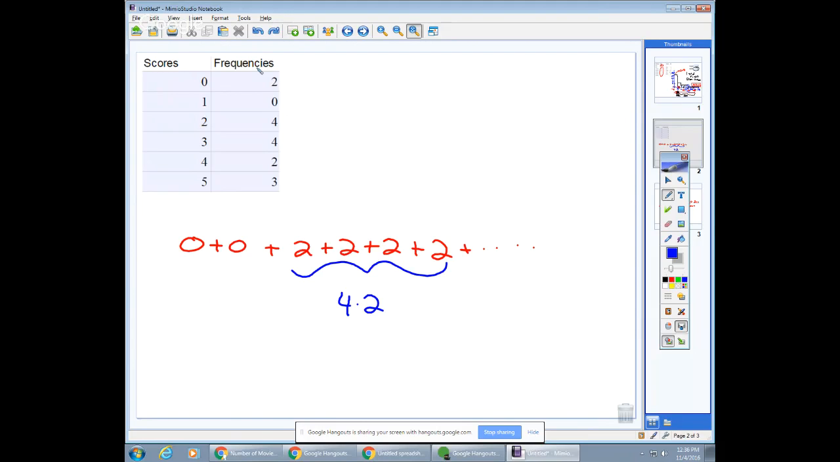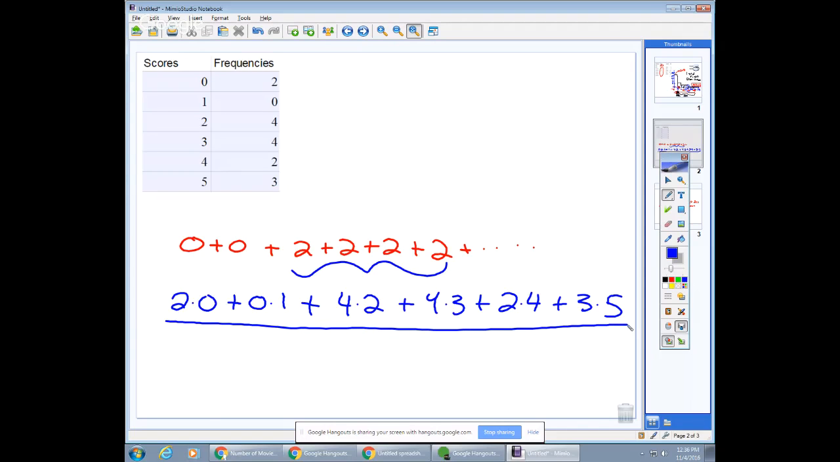Okay. So looking at this table, I can say I have 2 zeros and I have no 1s and I have 4 2s, right? And I have what? 4 3s and I have 2 4s and I have 3 5s. Altogether, how many numbers do I have? Well, according to the frequencies, I have 2 and none and 4 and 4 and 2 and 3.